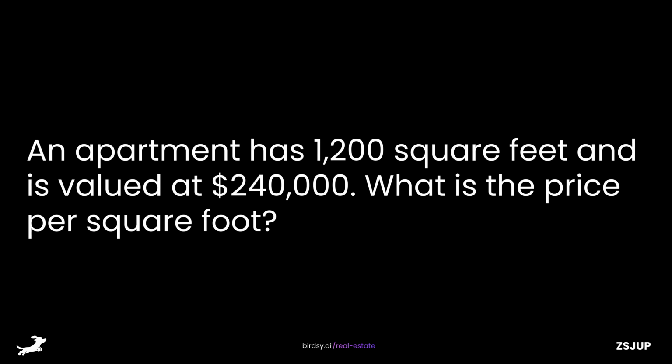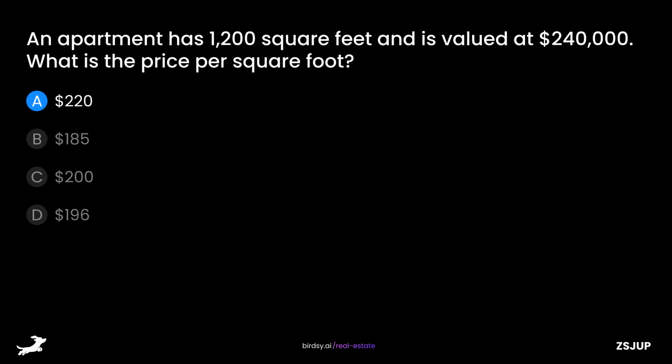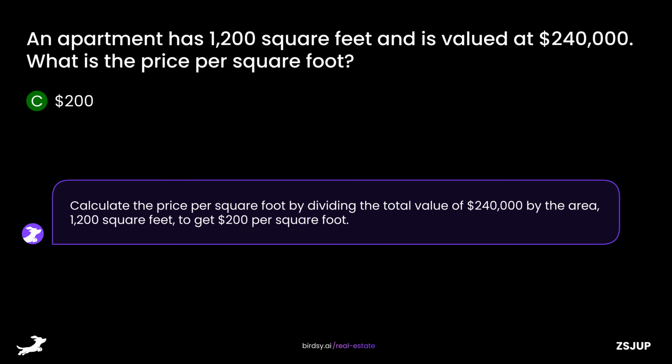An apartment has 1,200 square feet and is valued at $240,000. What is the price per square foot? Is it A, $220, B, $185, C, $200, or D, $196? The answer is C, $200. Calculate the price per square foot by dividing the total value of $240,000 by the area, 1,200 square feet, to get $200 per square foot.